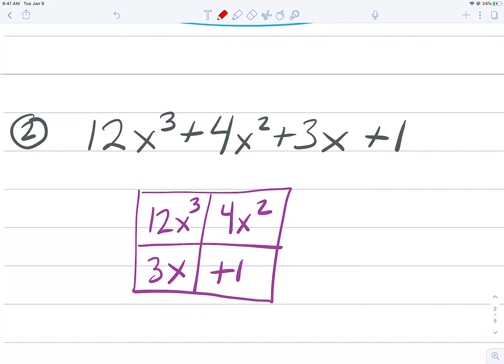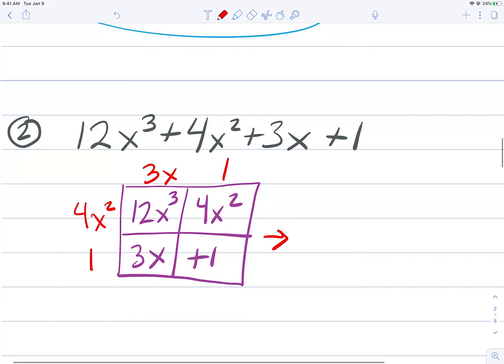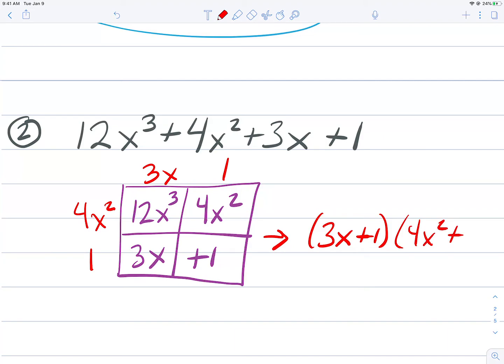So if I factor out the GCF of the first column, they have a 3x in common. If I factor out the second column, it has a 1 in common. The top row has a 4 and an x squared in common, and the bottom row has a 1. So now, if I just look at the sides of my box, I have my answer. I have a 3x plus 1 on the top and a 4x squared plus 1 on the side. So that's my factored answer for that four-termed polynomial.